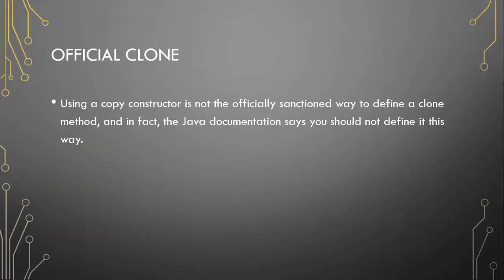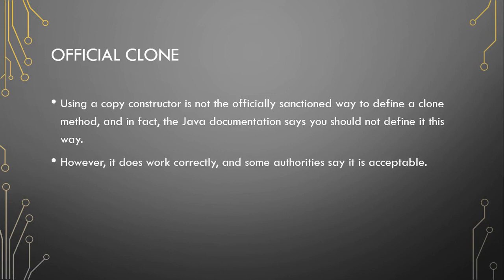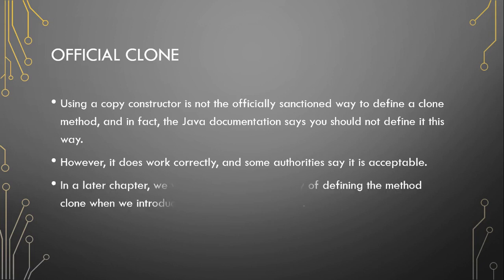Now, when you're using a copy constructor, this is not, as we mentioned, the officially sanctioned way to define a clone method. In fact, the Java documentation says you shouldn't define it this way at all. However, you'll notice that in most situations it's going to work correctly, and some authorities on Java will even say this is acceptable. Of course, I want you to make sure that you know what the Java documentation says. In a later chapter, as I already mentioned, we will discuss the official way of defining the clone method when we introduce the Cloneable interface. That's going to be near the end of the year.